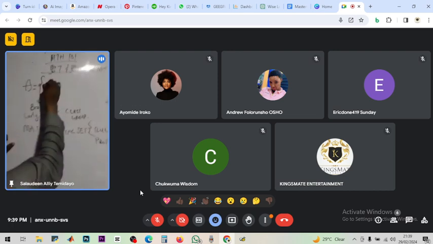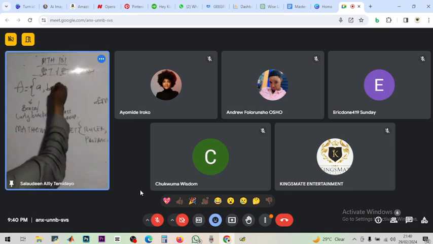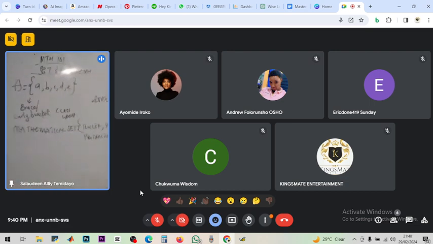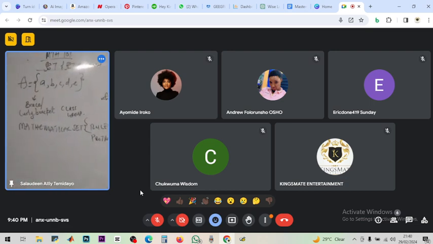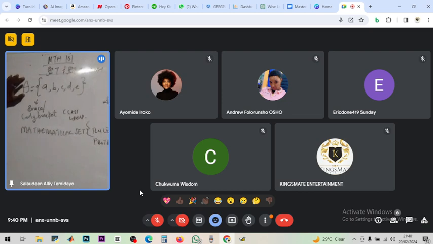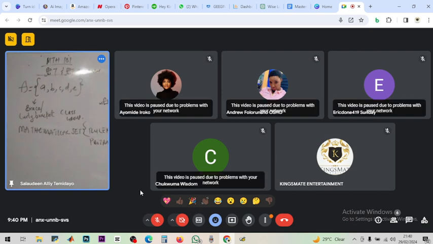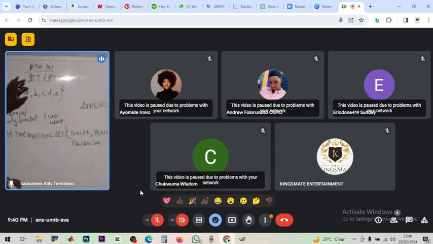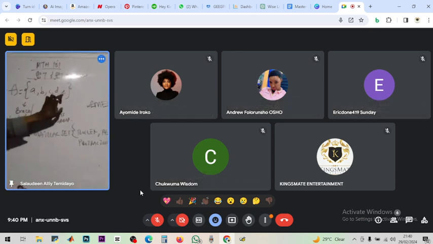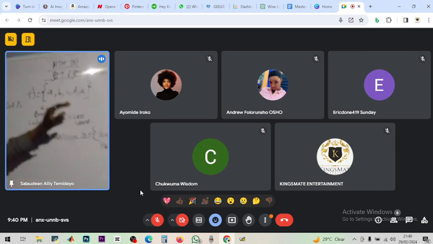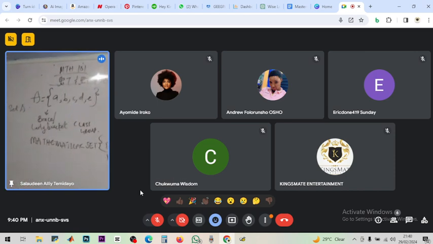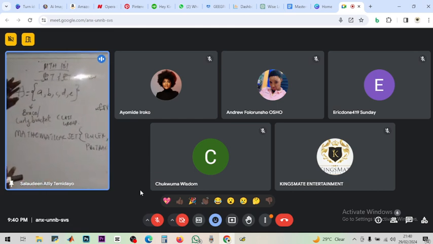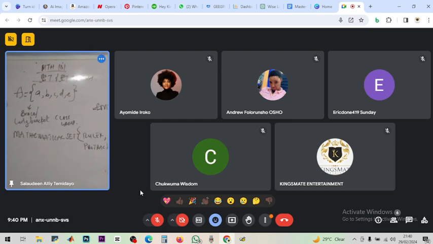Set A consists of a, b, c, d, e, and stops there. I close the set. Everyone look at it very well. This is the name of the set, set A. So why are the elements written in small letters? They are written in lowercase because they are elements. But the set is written in uppercase because it is the set.